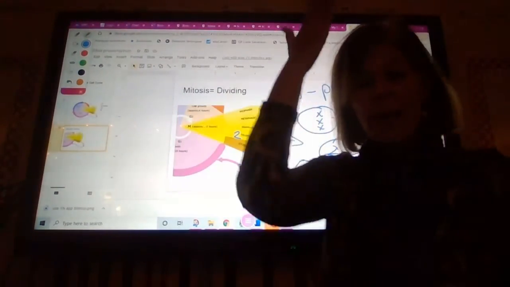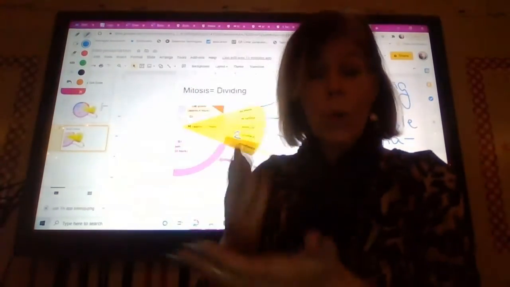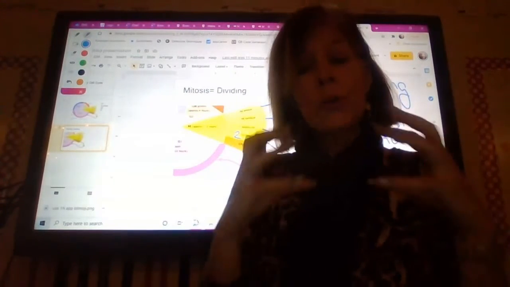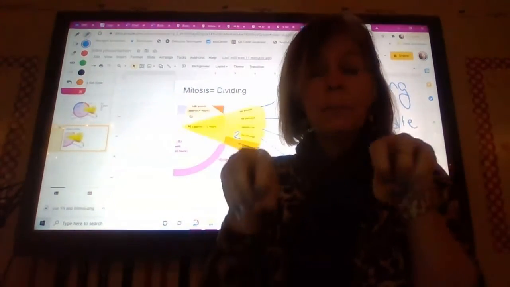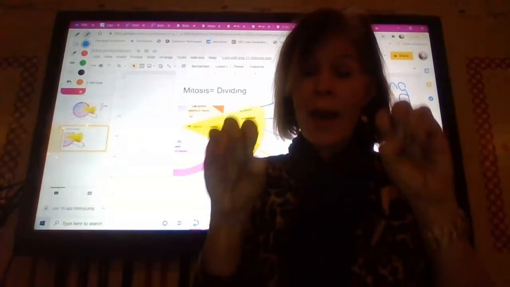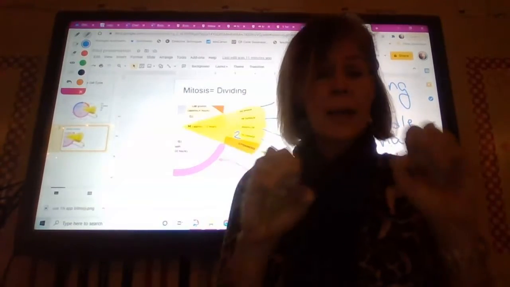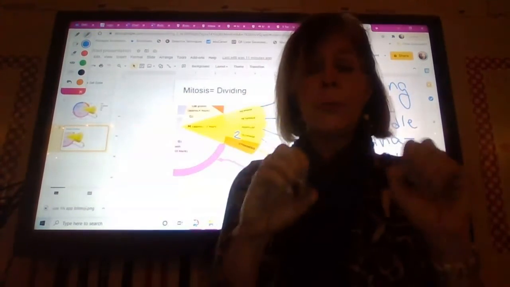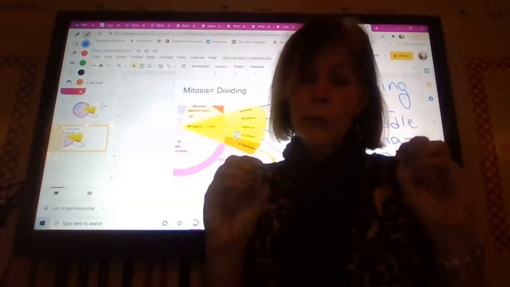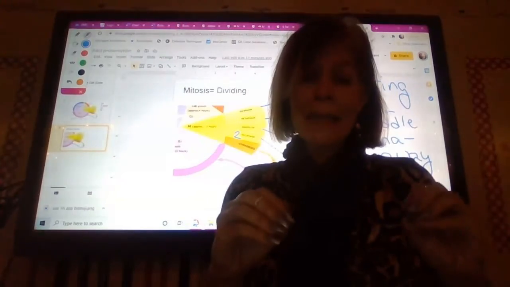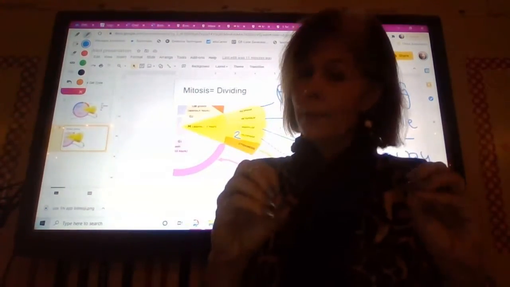Cytokinesis. Cyto means cell, kinesis, we're cutting that bad boy in half. So cytokinesis, it's complete and you have your two new cells. So the cytoplasm is in both, we have a nucleus in both, and both nucleuses have complete genetic information.